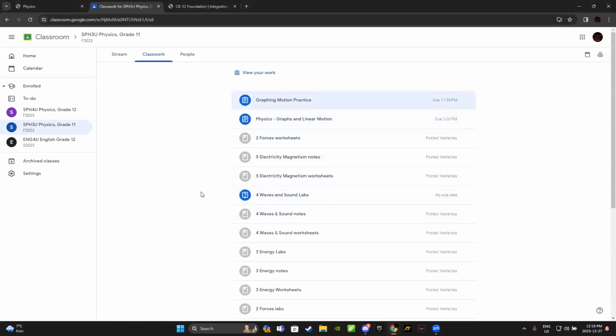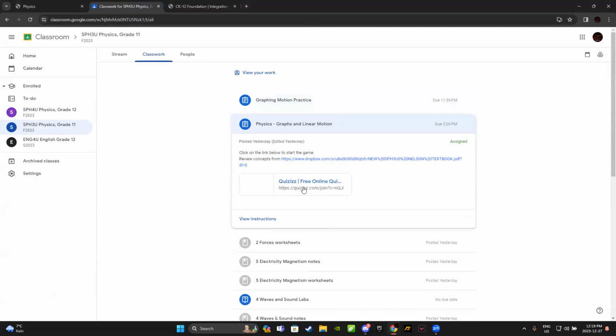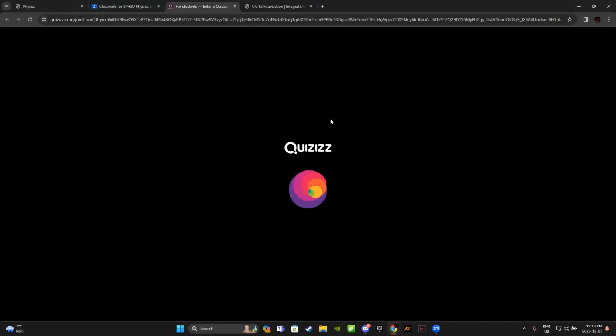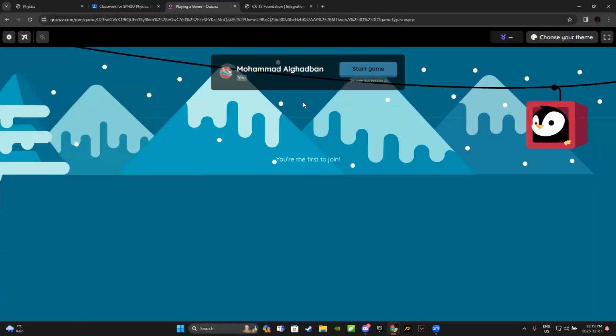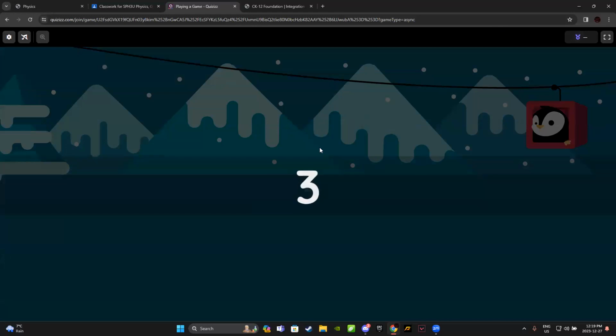Graphing, graphs and linear motion. I think it's the second one. Is this it? Dropbox? Yeah, quizzes. Okay. You can start the game, share this, and you can pause from time to time. Maybe we can check.